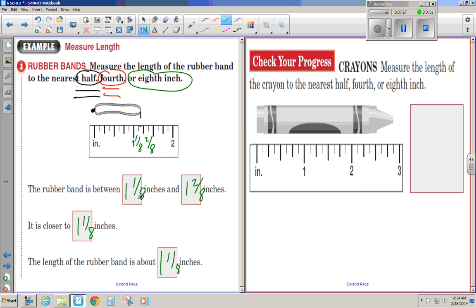All right, measure the crayon to the nearest half, fourth, or eighth. Now that that's done, we're going to do the same thing for half, fourth, and eighths on this crayon. So you can see it starts at 0, and it drops down to about right here. Okay. So if we're measuring to a half, we would say that the answer is closer to 3. This crayon is 3 inches long.